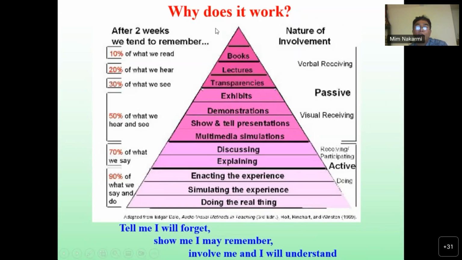And if we do these activities, this is from some research results. If you do some of these activities, after 2 weeks, we tend to remember only 10% if we read a book, right? And these techniques, like reading books, listening to a lecture, looking at the transparencies, are called passive learning.